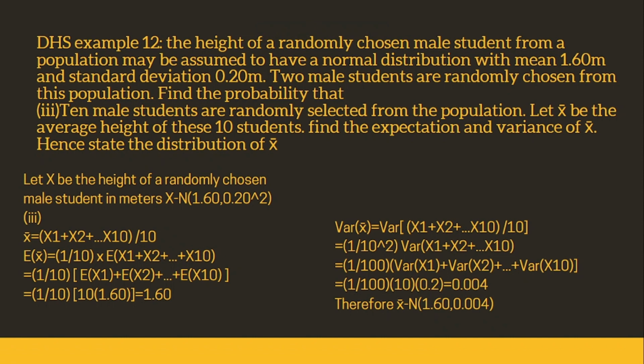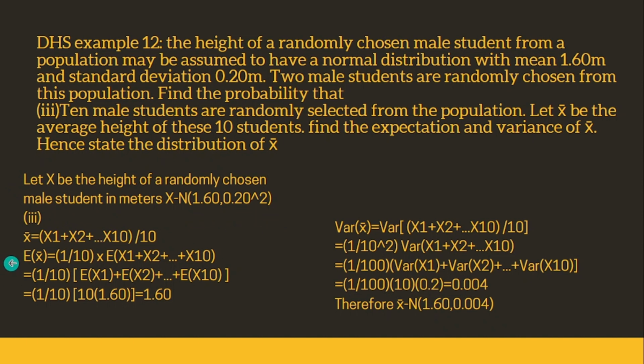Then yeah, the last part. 10 male students are randomly selected from a population. Let x bar be the average height of these 10 students. Find the expectation and variance of x bar, and hence state the distribution. So we'll let x be the height of a randomly chosen male student in meters, so 1.6 and 0.2 squared here.